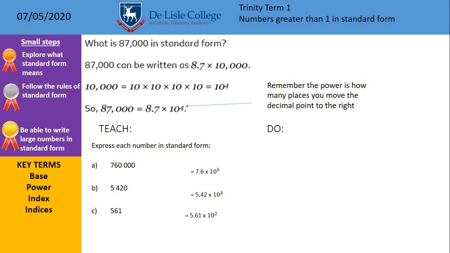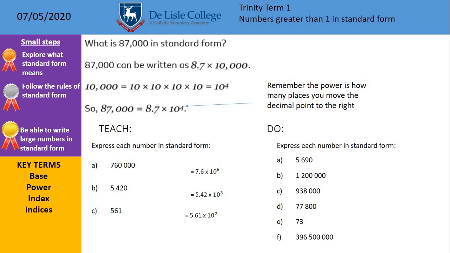And then, like I say, that's when you can double check going the other way. 10 squared, 10 to the power of 2. That 2 means move the decimal point 2 places to the right. 5.61, 2 places to the right, gets us to 561. We know we're right, we can double check there. Okay, so once you've got those written down, again, you're going to do the do, and I'll put up some answers for you in a moment.